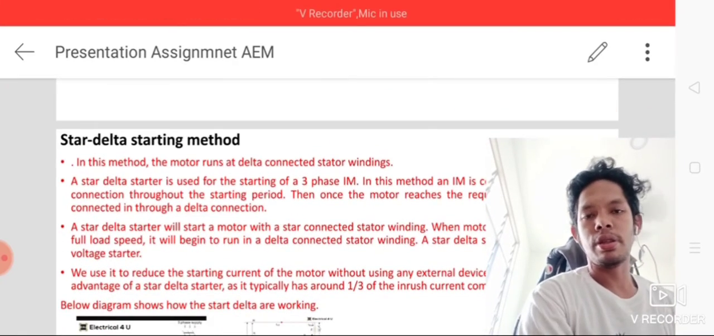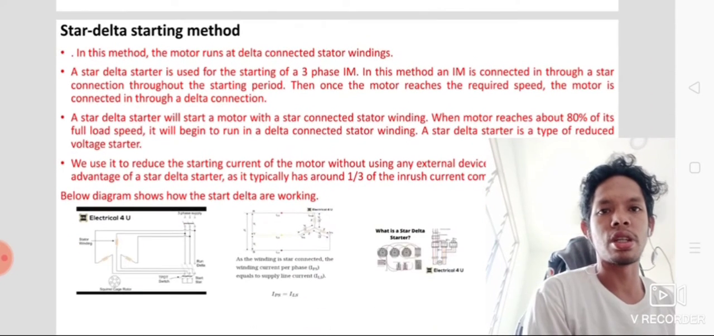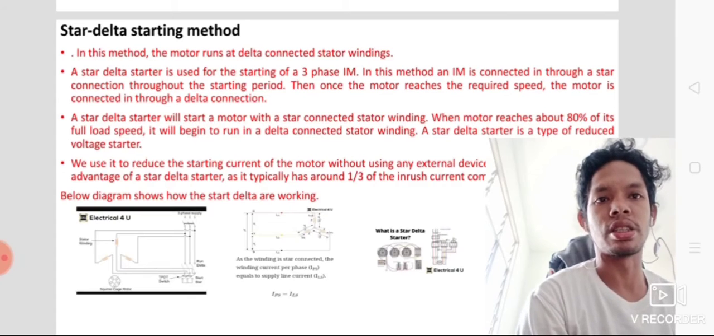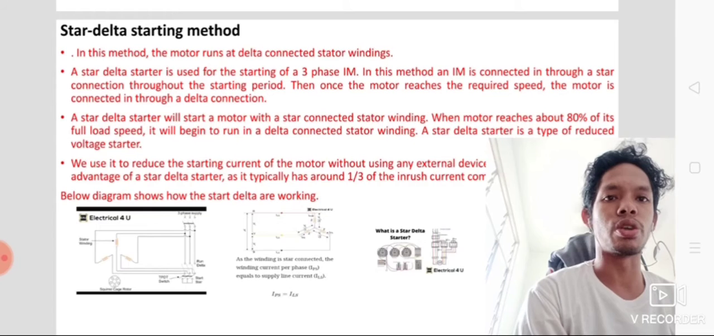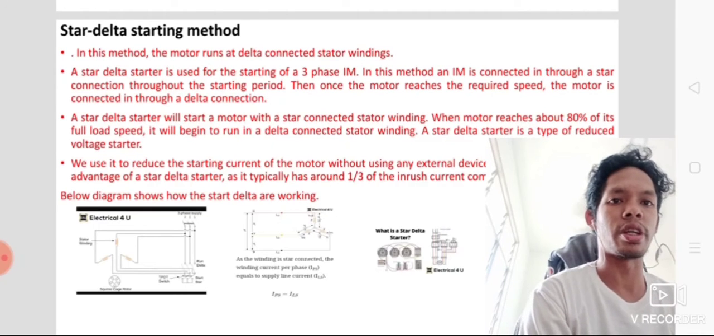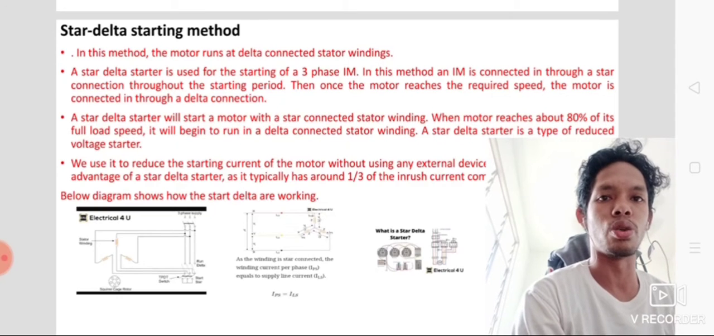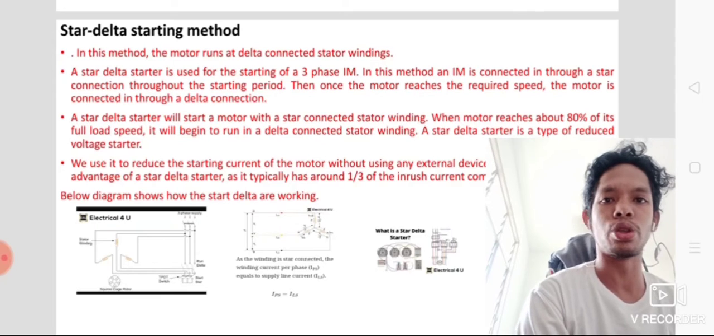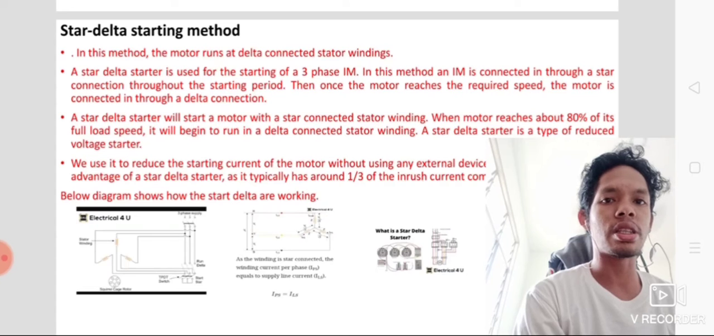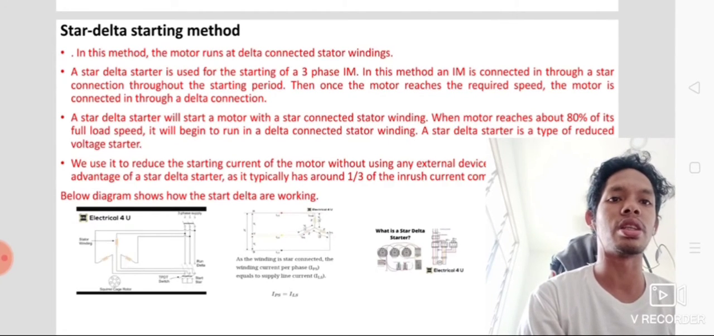And then next method. In this method, the motor runs with a delta connected stator. Star delta starter is used for starting of a three-phase IM. In this method, an IM is connected in star connection throughout the starting period. Then once the motor reaches the required speed, the motor is connected in delta connection. A star delta starter will start a motor with a star connected stator winding.